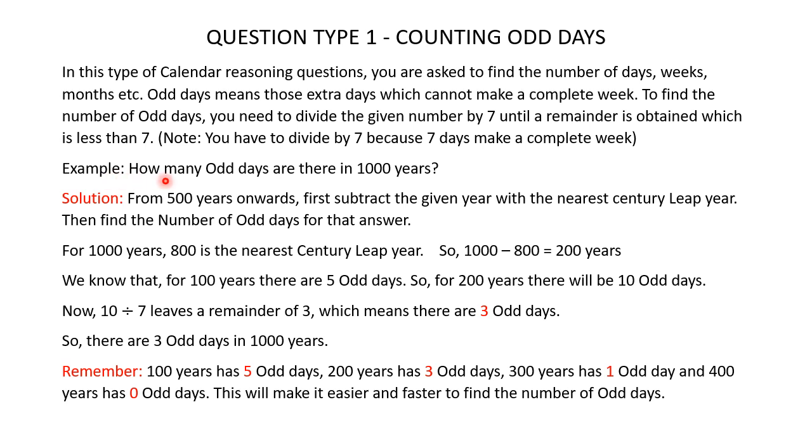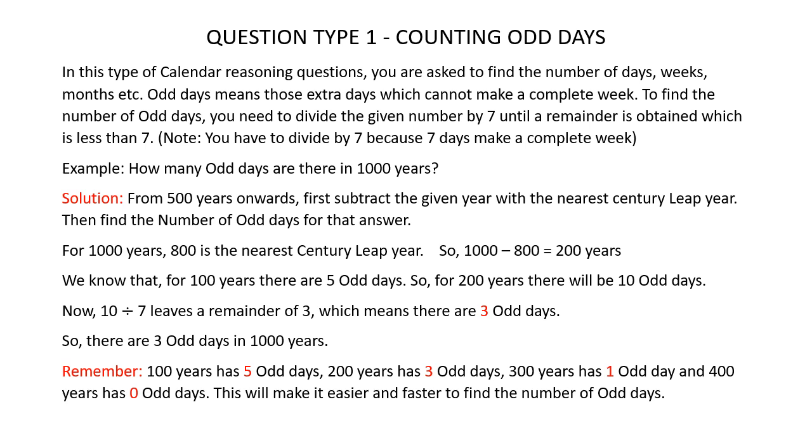How many odd days are there in 1000 years? Now you should know that from 500 years onwards, you have to first subtract the given year with the nearest century leap year. Then find the number of odd days for that answer. Now for 1000 years, 800 is the nearest century leap year. So 1000 minus 800 is 200 years.